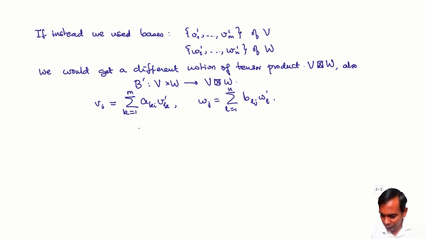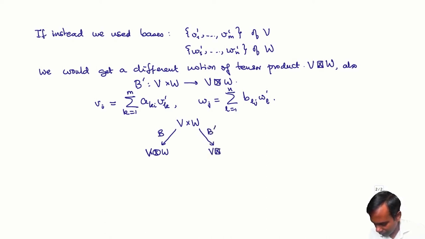Okay, so now what do we have? I'll draw it somewhat schematically. One thing we have in common for both these definitions of tensor product is V cross W, that is not changed. And then we have these two notions of tensor product, V round tensor W, and there's this bilinear map B, and then we have this other B prime, and we have V square tensor W. And I want to say that these two are related in the sense that I'll give you an isomorphism phi from this vector space to this vector space, which will make this diagram commute in the sense that phi circle B is going to be B prime.